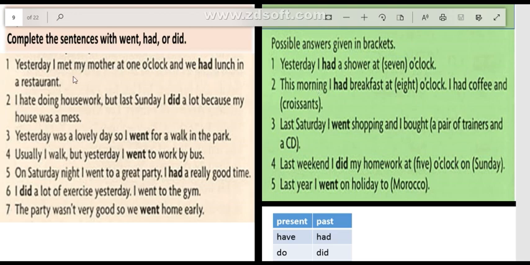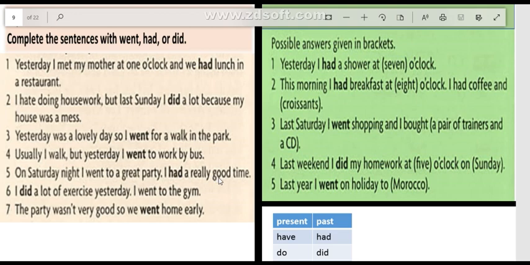Now we come to the answers. Yesterday I met my mother at 1 o'clock and we had lunch in a restaurant. I hate doing housework, but last Sunday I did a lot because my house was a mess. Yesterday was a lovely day, so I went for a walk in the park. Usually I walk, but yesterday I went to work by bus. On Saturday night I went to a great party.